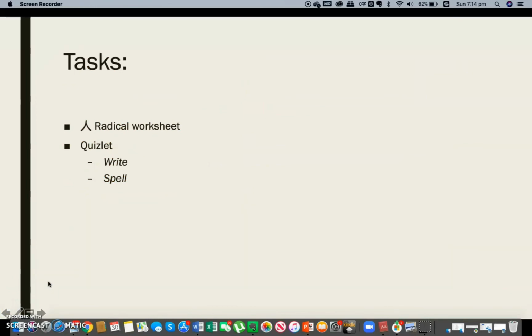So here are the tasks for this week. The first one is a worksheet. If you have filled in the worksheet as you watch the video, you probably have done that. The second one is a Quizlet. The link will be uploaded to Google Classroom, and you need to complete 2 tasks, write and spell, and upload the screenshots of your results to Google Classroom. That's all for this week.